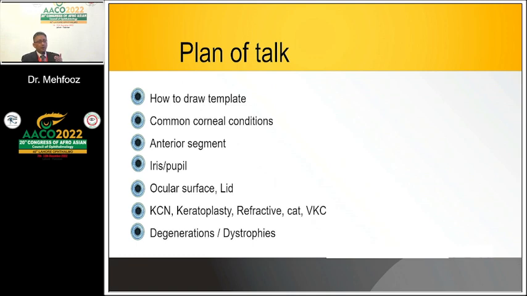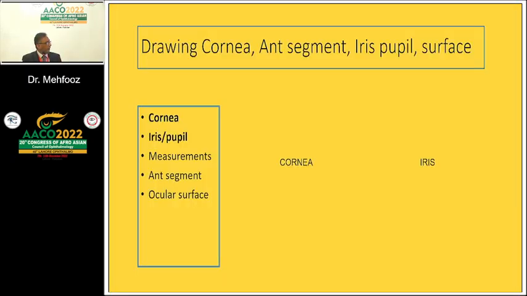be able to mention the different conditions. The plan of the talk is how to draw the templates, common corneal conditions, anterior segment conditions, RSN pupil, ocular surface, normal corneal pathologies like keratoconus, keratoplasty, VKC, and degenerative dystrophy. So I've developed the signs for all of them, and the beauty of that is it is in 1 color. So you have got a pencil, black, red, whichever pen you have got, you can actually denote all of them.